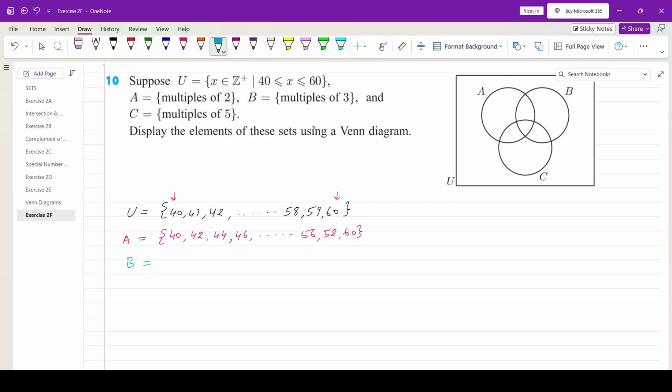Set B is a set of multiples of 3. Therefore, it will also start from 40 and end at 60. So this will be 42, 45, 48, 51, 54, 57, and 60. And C is a set containing multiples of 5. So it will start from 40, 45, 50, 55, and 60.